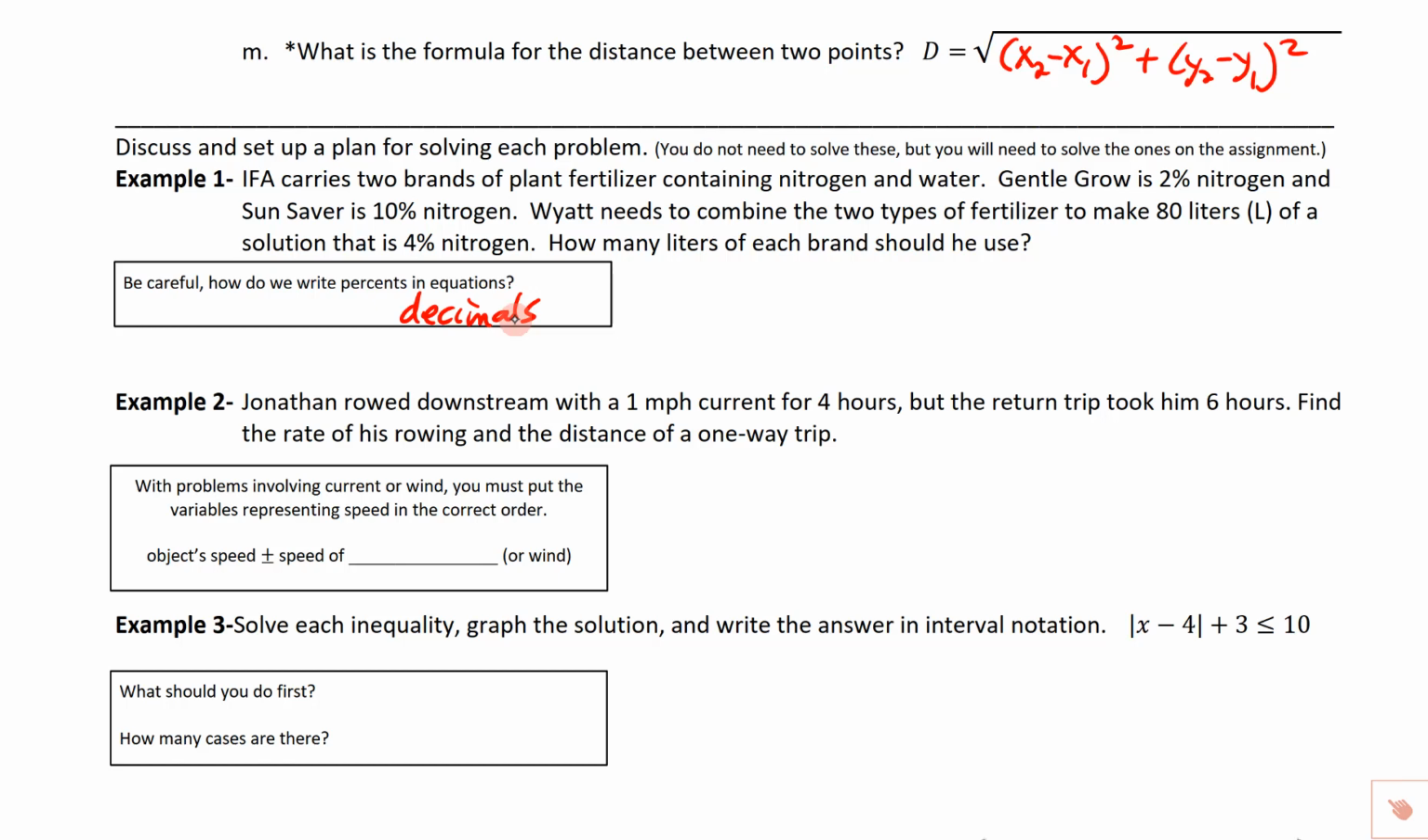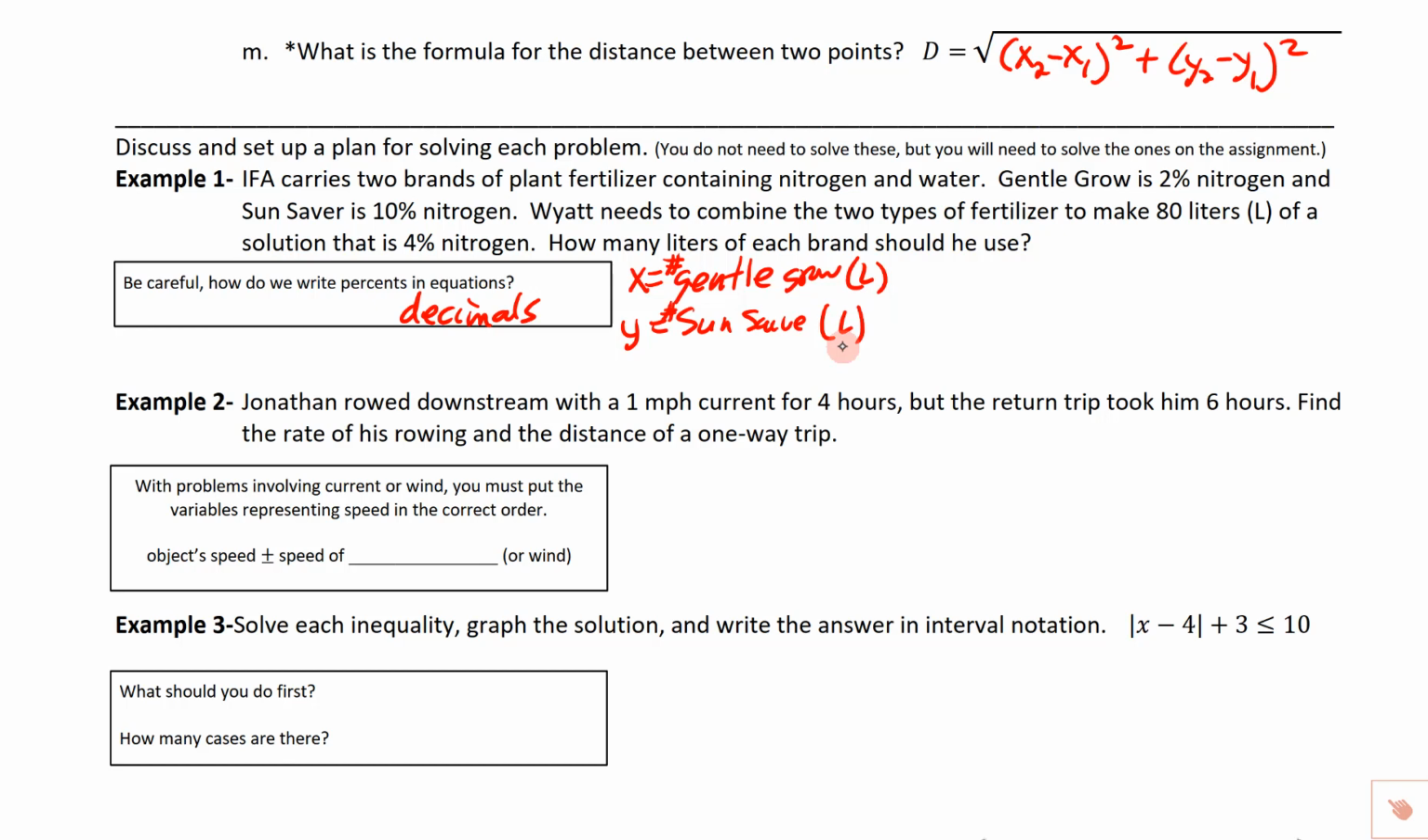So let's define some variables. Let's say x equals Gentle Grow, and I'm just going to write gentle. And then we're going to write y equals, this would be Sun Saver. Okay, Sun Saver, Gentle Grow here. Now, I'm going to put number right here and number right here because we're looking for the number of liters. So I'm just going to put a liter sign right there.